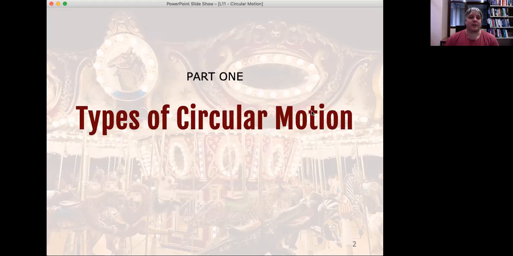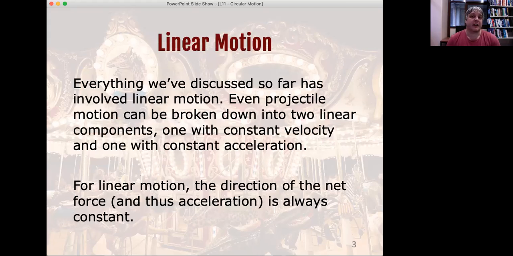So let's get going. We're going to first of all think about the types of circular motion that we're going to discuss. Firstly, as I already said, everything we've done so far has been linear, even projectile motion that we've been able to break down into two components. We had one, the horizontal component, that just had a constant velocity, and then we had the vertical component that had a constant acceleration of 9.8 meters per second downwards. So we could easily break it down, and then it was just a linear motion problem. And linear motion problems are what we've been doing so far. Everything we've done has been a linear motion problem.